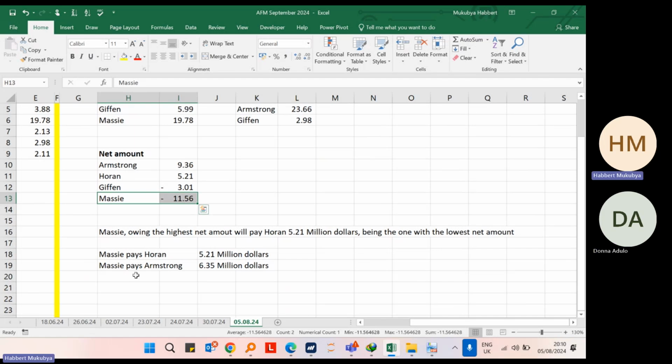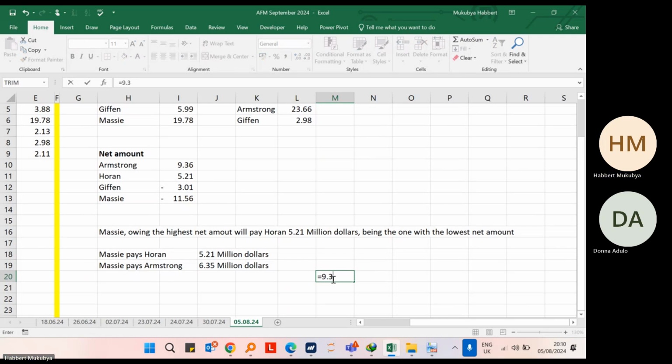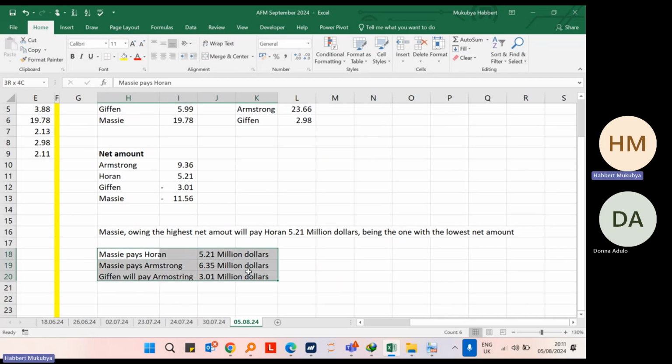Yes. Then now we go to Giffen. Now, remember that Armstrong was owed 9.36. So if you get 9.36 and subtract the 6.35, what is left is 3.01. So Giffen pays Armstrong $3.01 million. These are the payments.